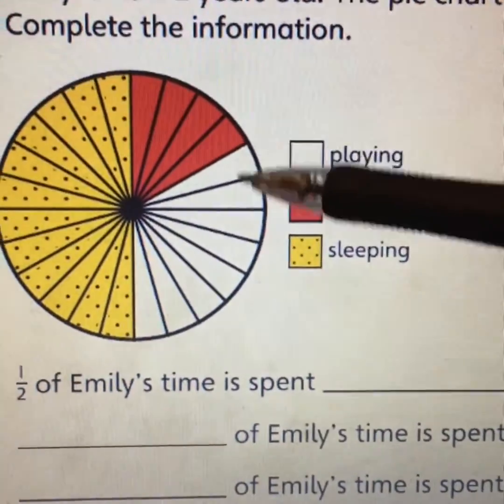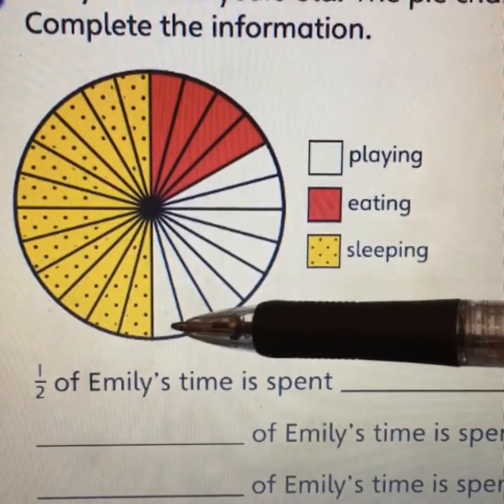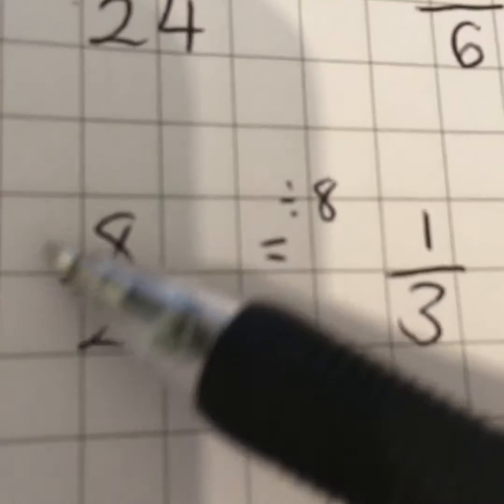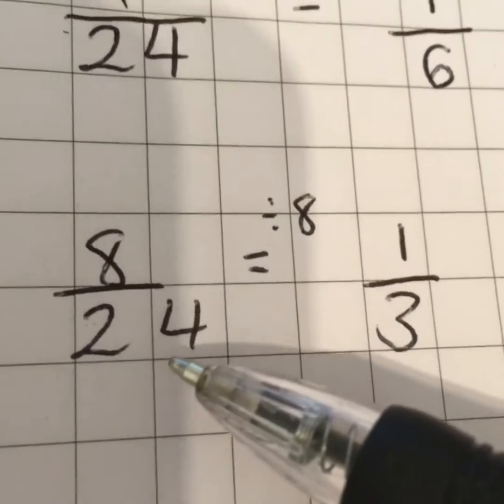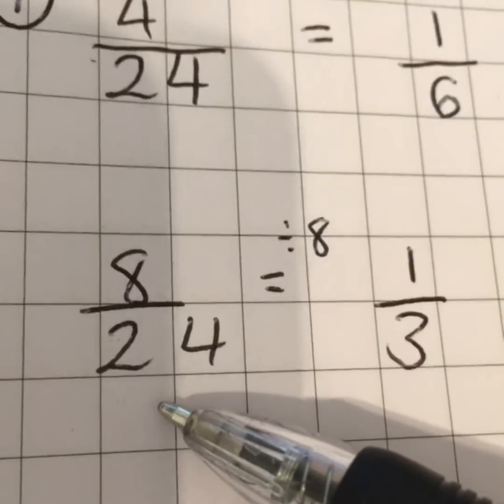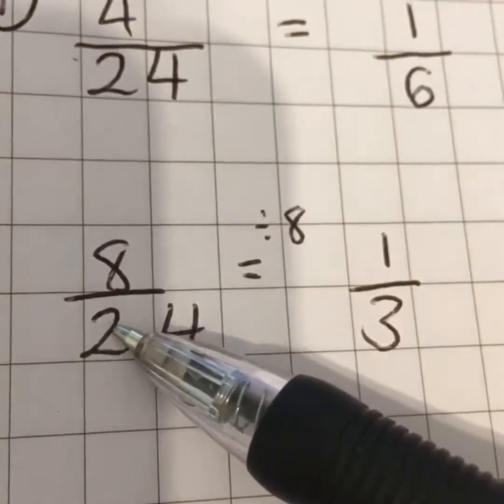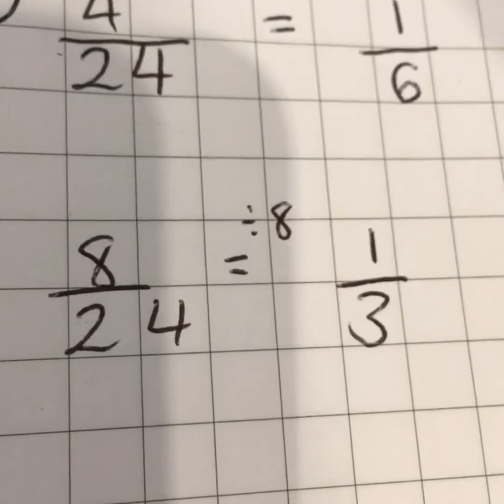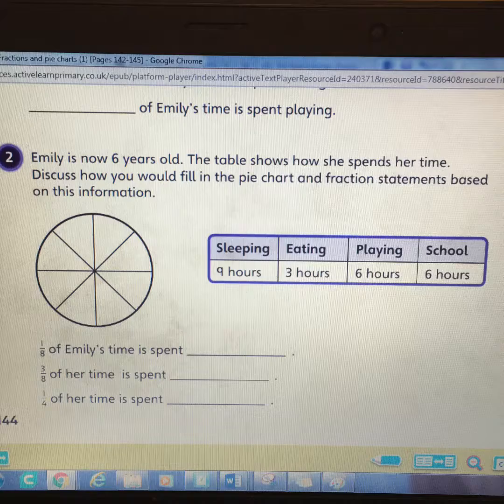Well, she spends 1, 2, 3, 4, 5, 6, 7, 8 out of 24 hours playing. So I can write this as 8 24ths, 8 out of 24. Can I simplify it? Yes, I can. I can divide them both by 8, which would be 1/3. So she spends 1/3 of her time playing.